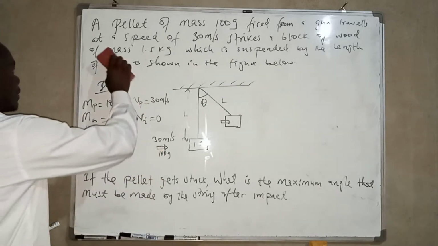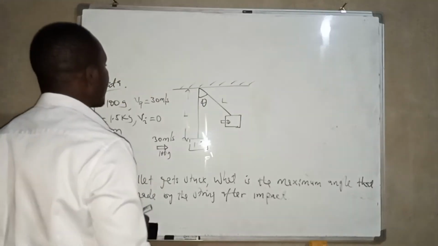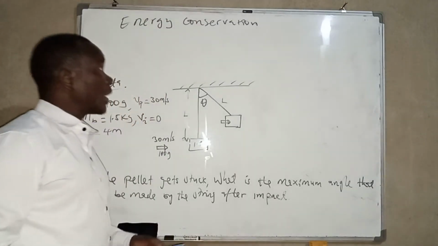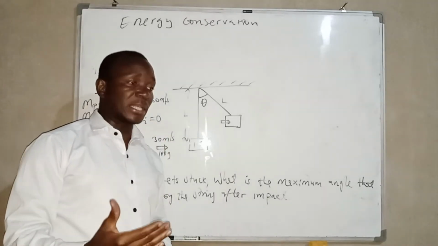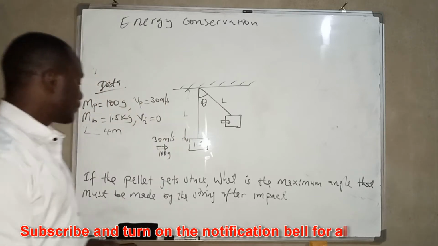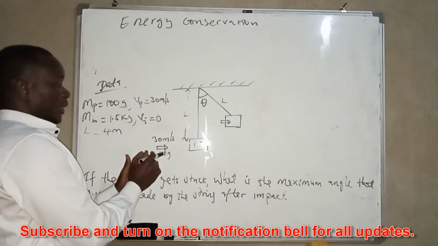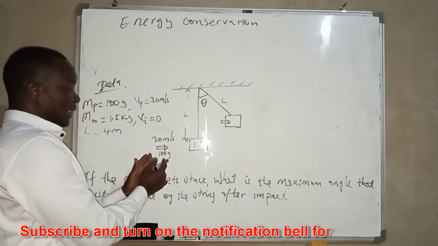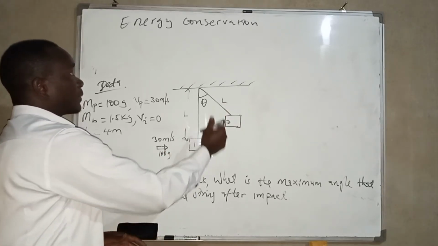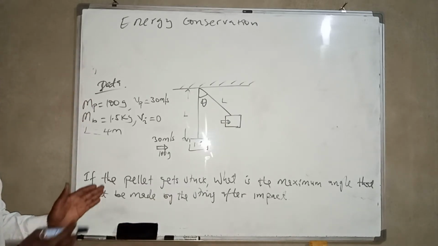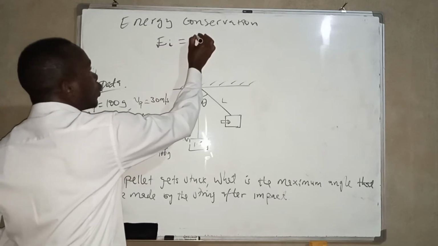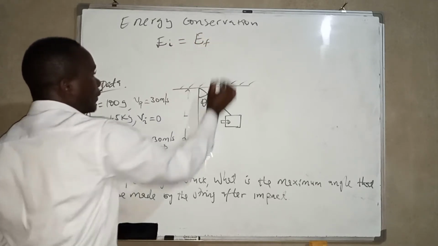Let me erase the top part here. Energy conservation principle. According to the energy conservation principle, energy can neither be created nor destroyed, but can only be converted from one form to another. So the energy that this pellet and block have, and the energy that is going to be acquired from this point, should just be changing from one form to another, which is, the initial mechanical energy must be equal to the final mechanical energy.